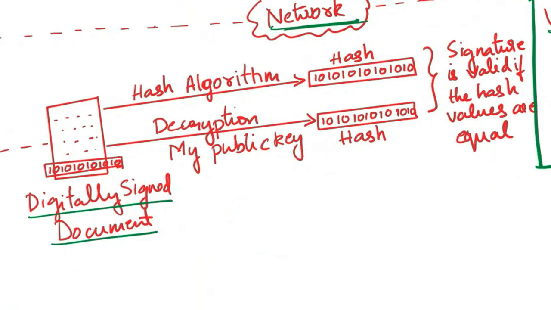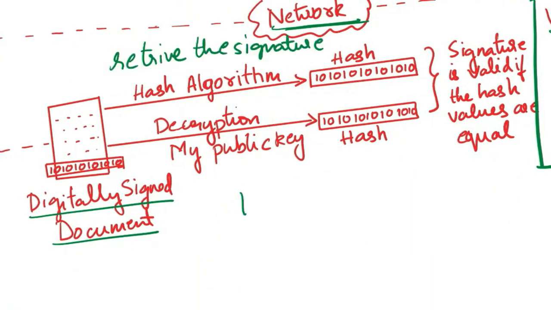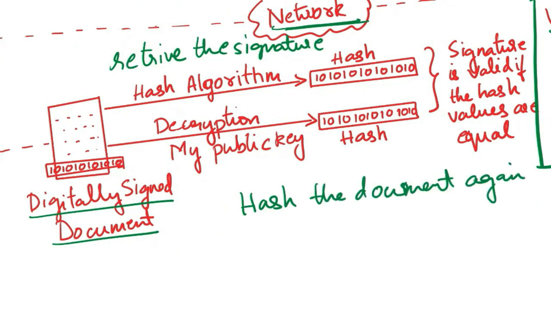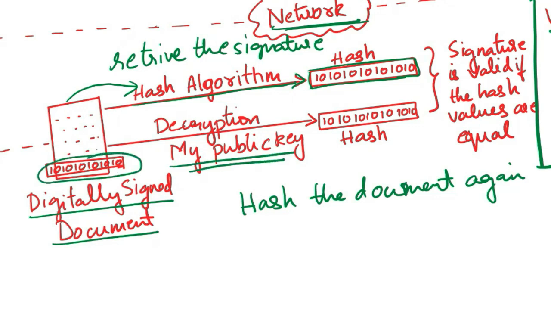Now you will retrieve the signature. Now you will hash the document again. This is to recreate the hash of the received document using the same hash algorithm used by the signer, that is me. And then you will decrypt this signature using my public key, that is, the verifier will decrypt the digital signature using the signer's public key. You will decrypt it, which should result in the original hash value.